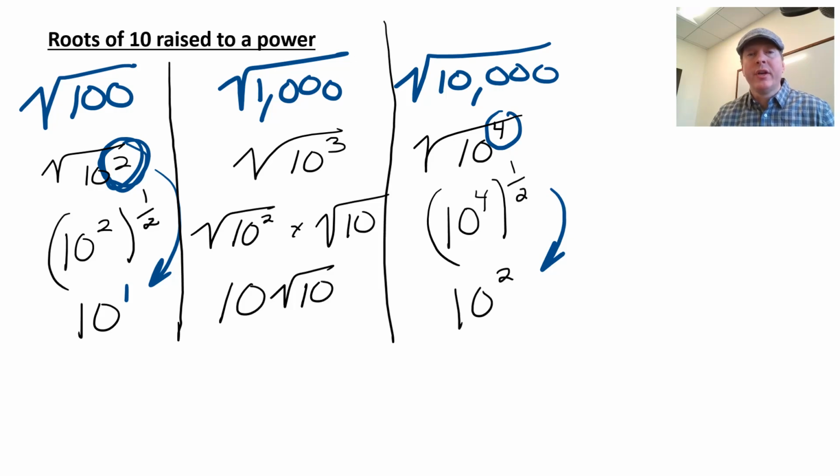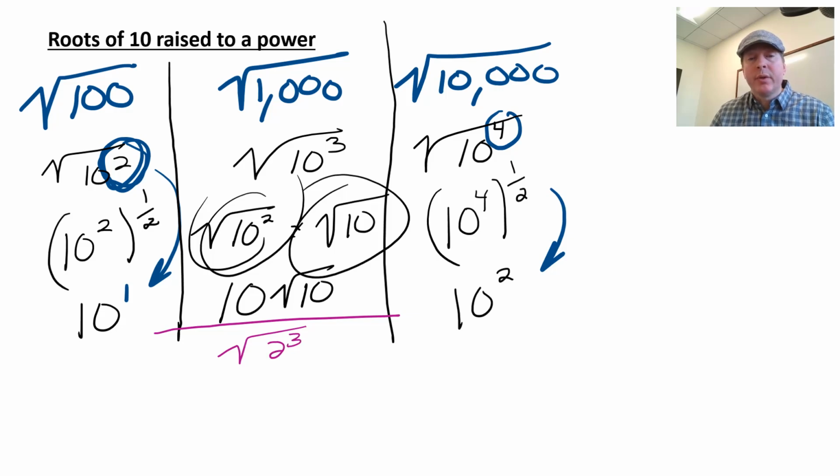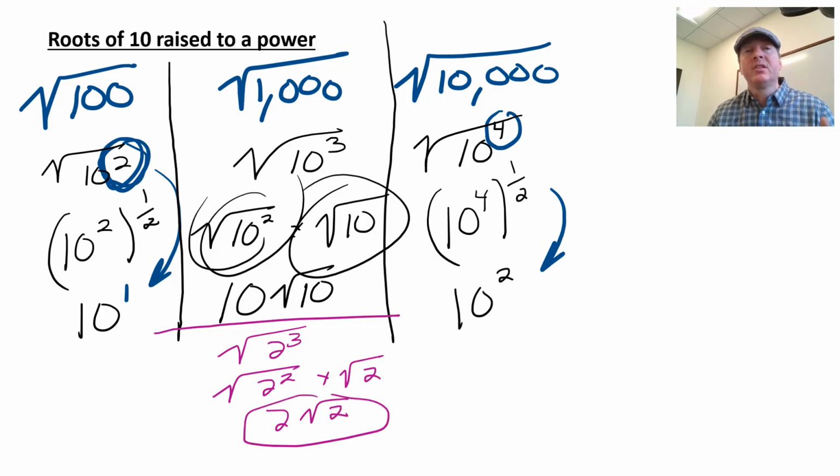So if you have the square root of 10 raised to an odd power, an odd exponent, you can simply rewrite this as the square root of 10 raised to an even exponent, in this case 2, times the square root of 10. And that's true of 10 raised to an odd power. It's true of anything raised to an odd power, any positive number raised to an odd power. If I saw the square root of 2 cubed, I could rewrite that as the square root of 2 squared times the square root of 2. That is simply 2 times the square root of 2. That is 2 root 2. So something to be aware of if you see the square root of a number raised to an exponent that is odd, a power that is odd.